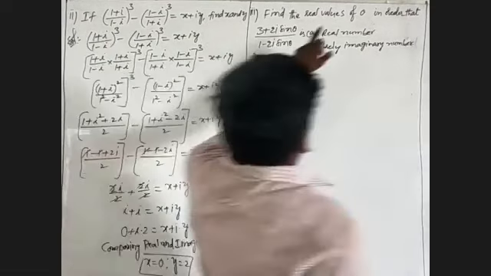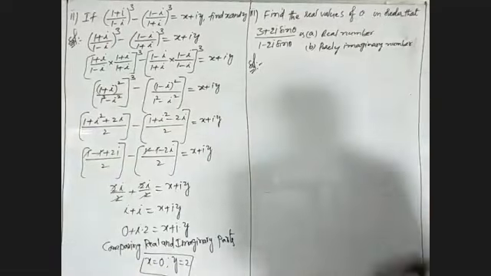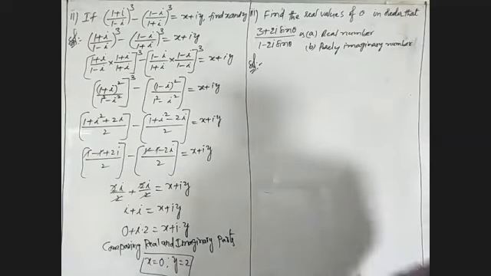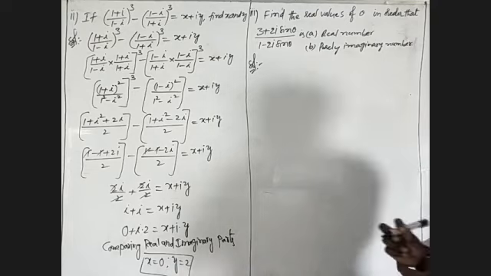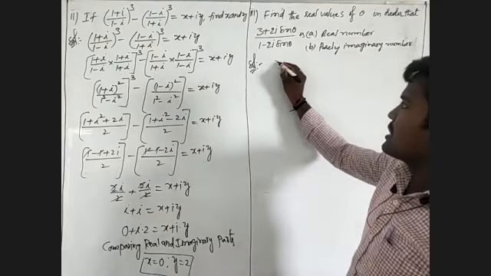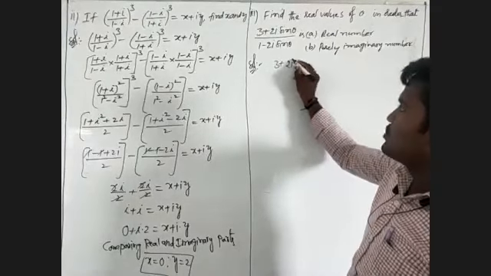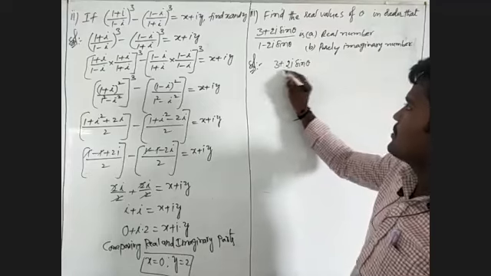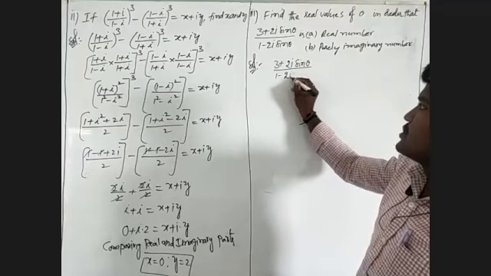Find the real values of theta in order that (3 plus 2i sin theta) by (1 minus 2i sin theta) is of the form a plus ib, where a is a real number and b is a purely imaginary number. First I have to write the complex number (3 plus 2i sin theta) by (1 minus 2i sin theta).